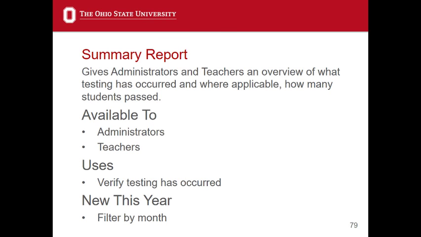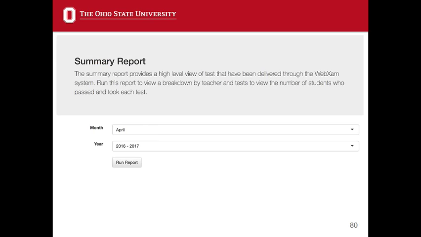And new this year, you can filter that report by month. So if you only want to look at what happened in September, you can just filter down to that month specifically and see what happened. So here's what the data entry screen looks like. You're just choosing a month if you wish and a year.